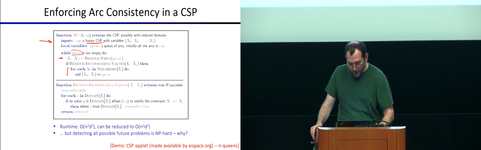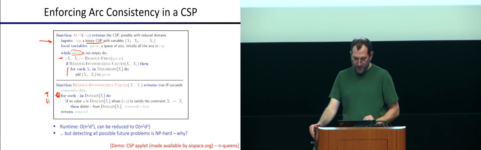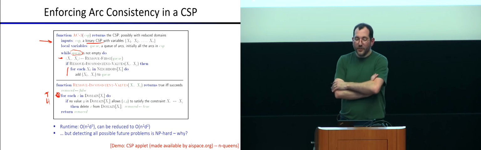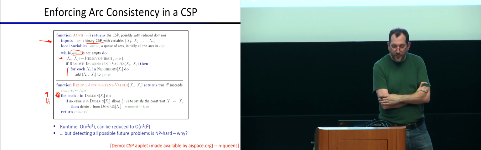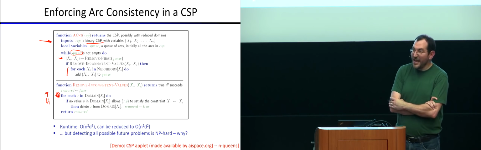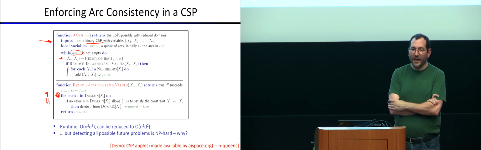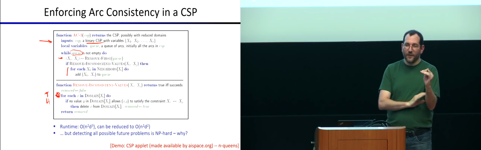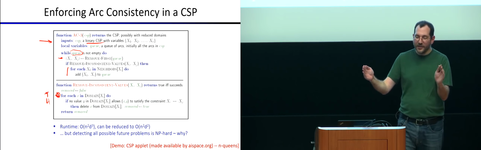What do you do when you pull off an arc? You go through every value in the tail domain. I should write a T. Every value in the tail domain, and every value in the head domain. Did I get those in the right order? You go through every value in the tail domain, and then every value in the head domain, and you check, hey, constraint, are these two okay? And if there are values in the tail for which no values in the head are okay, you delete them.